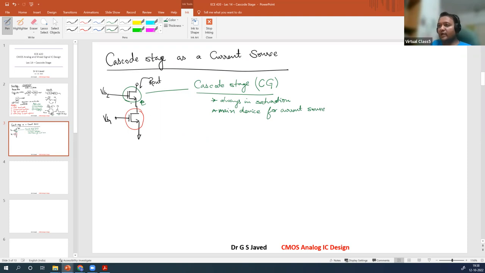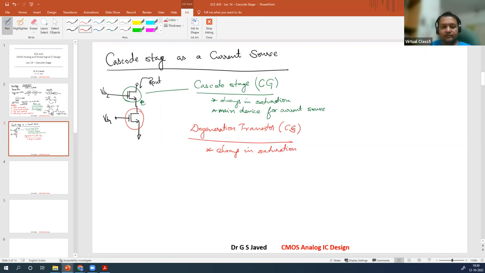Right? This would be the main device. Now, if this is the main device, then this is a resistor coming at the source. What will this behave as? This will behave as your source degeneration transistor or source degeneration stage. That would be your common source stage. So what will this also be? This also has to be in saturation. So it is always in saturation.